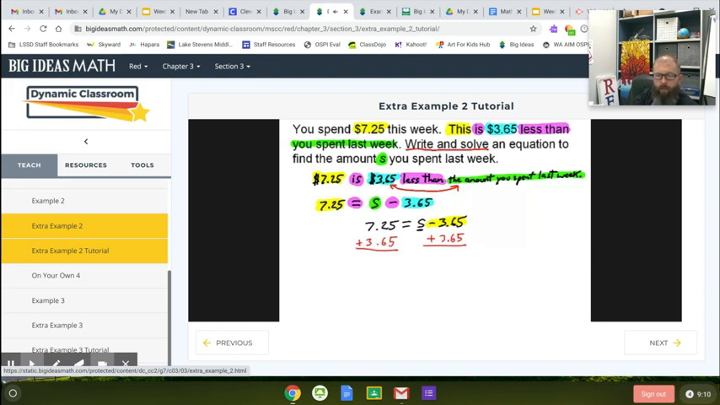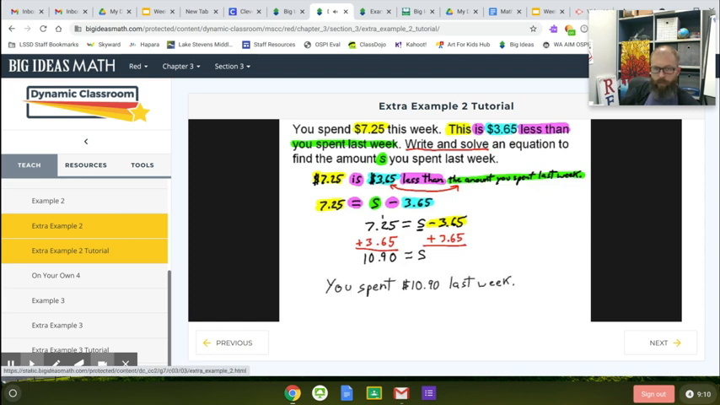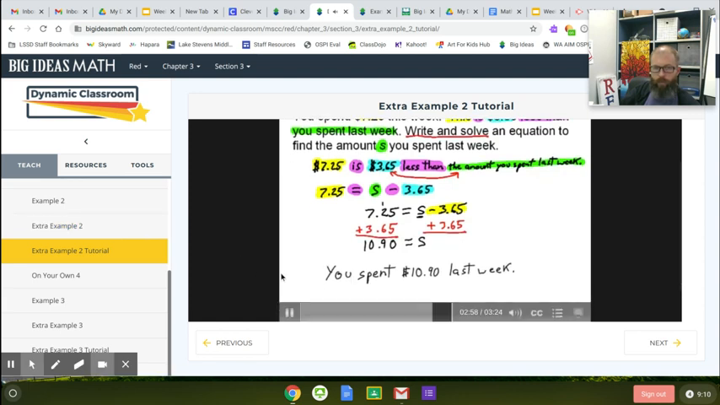When we add on the left side, 5 plus 5 is 10, carry the 1, 1 plus 2 plus 6 is 9, 7 plus 3 is 10. On the right side, S plus 0 is S. So the solution is S equals 10 and 90/100ths. And what this means about the situation in the problem is you spent $10.90 last week.